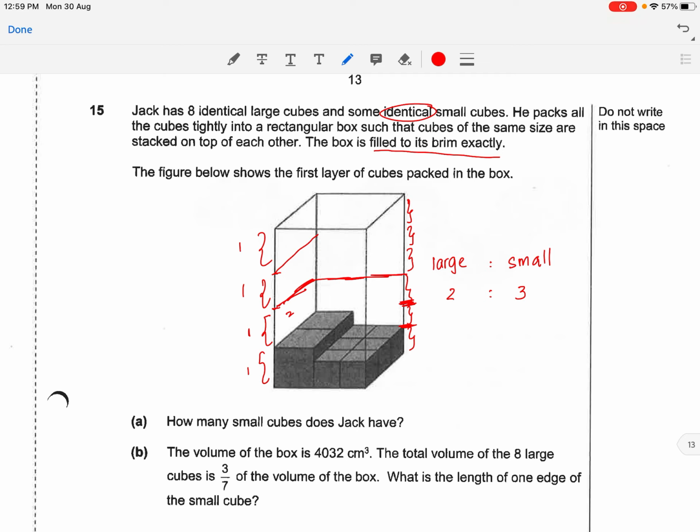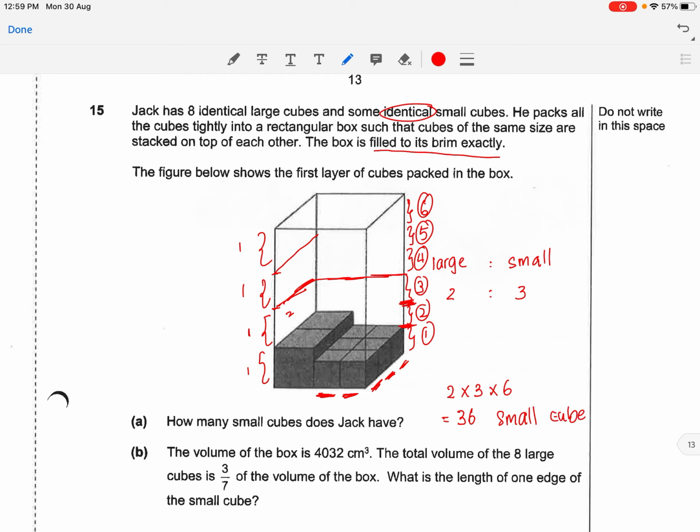Now, how many small cubes does Jack have? I'm looking at the small cube section. I would have 2 by 3 by 6: 1, 2, 3, 4, 5, 6. I would have 2 times 3 times 6. 2 times 3 is 6. 6 times 6 is 36. So my first part, I would have 36 small cubes. I will get my first answer.